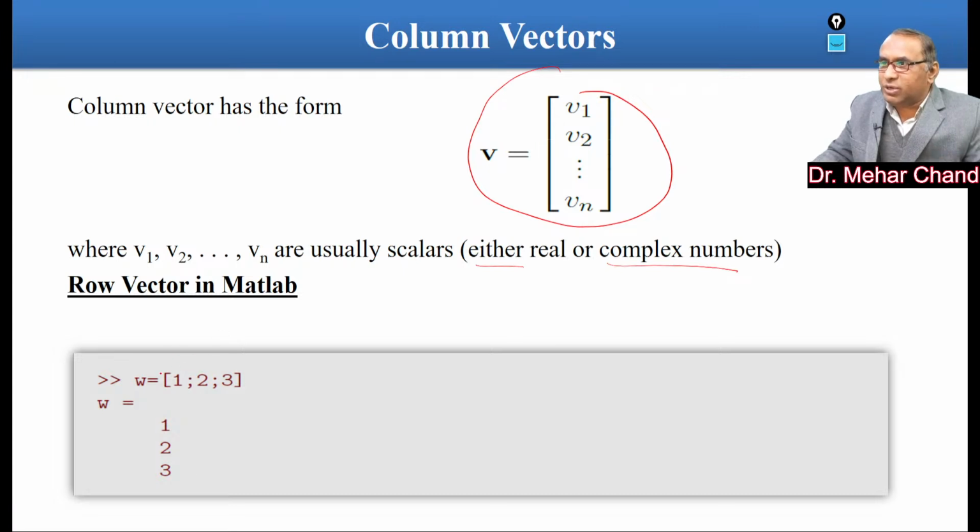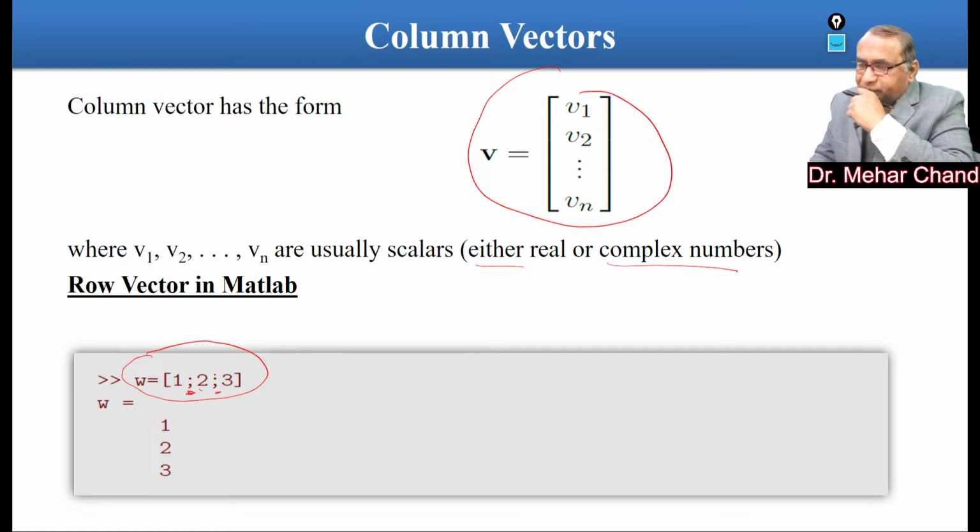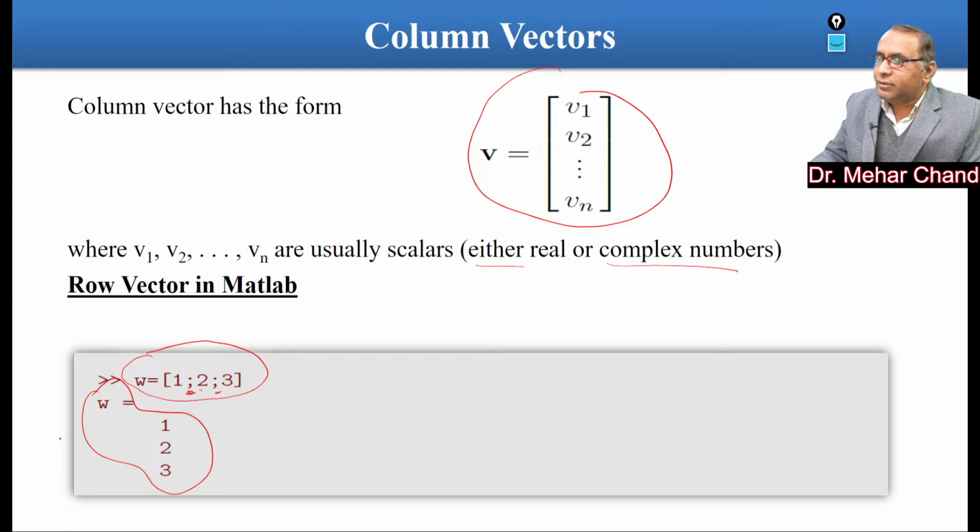so when you are going to enter a vector in MATLAB, then this will be used in this way. Note this point very carefully. W is equal to 1 semicolon. Here we have to use semicolon in the place of comma. Then 2 semicolon 3. So when you will enter, we have the corresponding vector. W is equal to, we have the elements 1, 2 and 3.